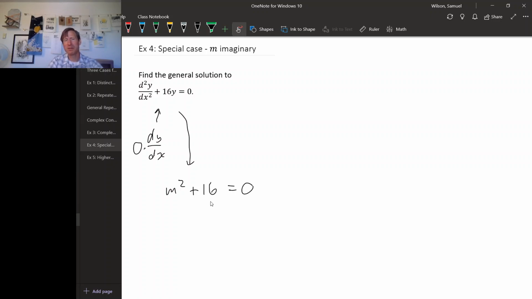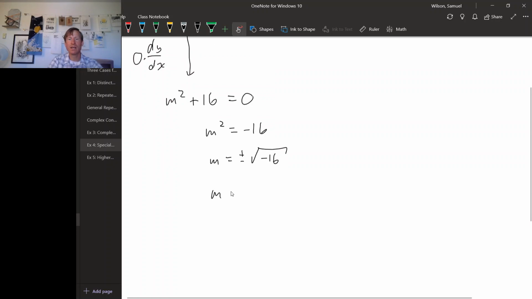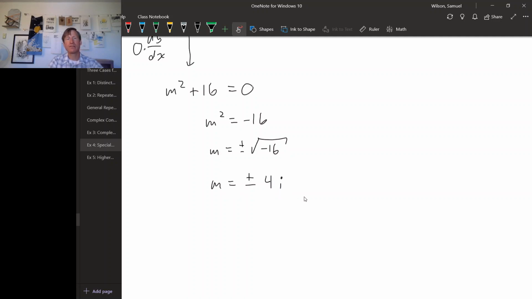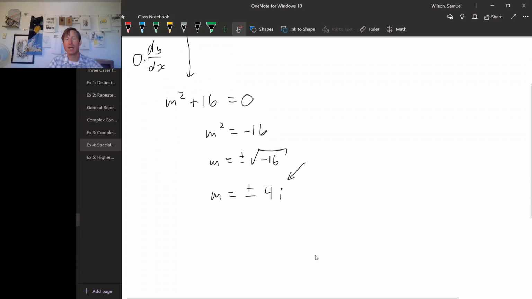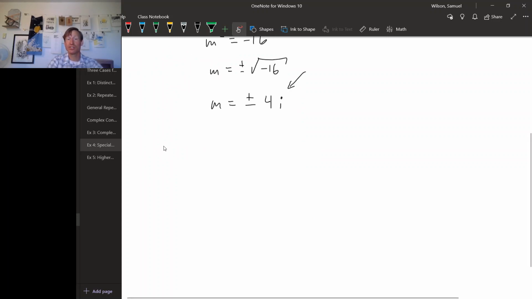You could use the quadratic formula, but since there's no m term in this, you could move the 16 over. So m squared is minus 16, and then take square roots. So m is plus or minus the square root of negative 16, which is a complex number, but it's actually purely imaginary, so plus or minus 4i. In this case where there's no first derivative term in the original differential equation, the roots to the characteristic equation are purely imaginary. And when we use this to write down the solutions, we still get two linearly independent solutions to the differential equation.